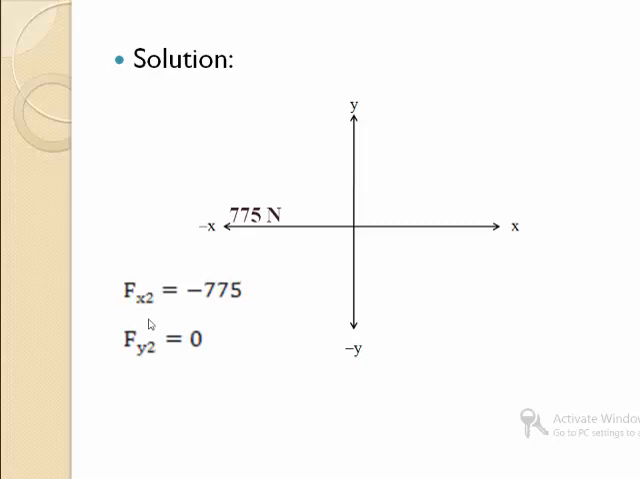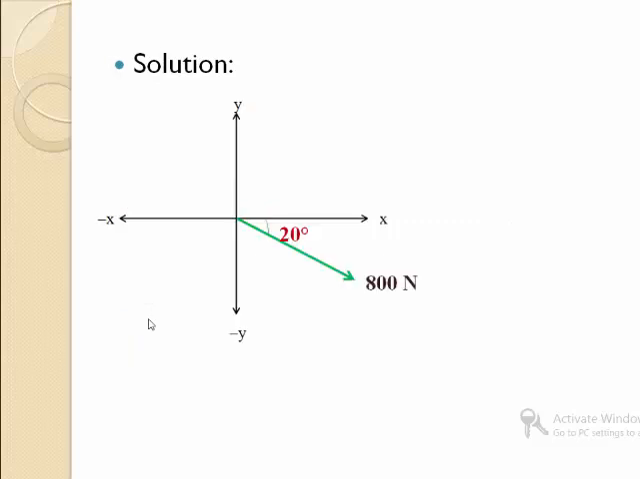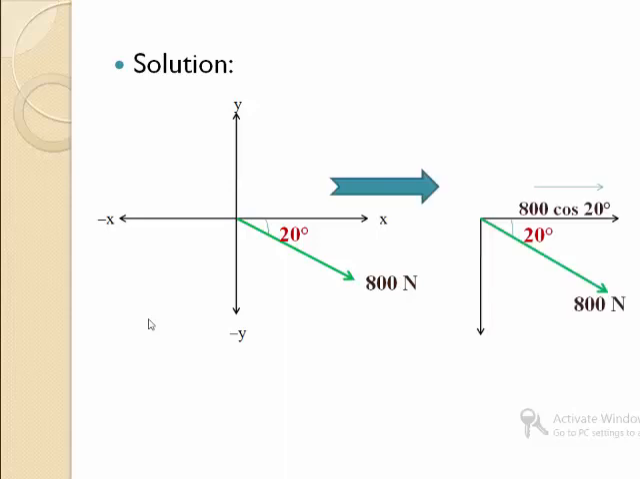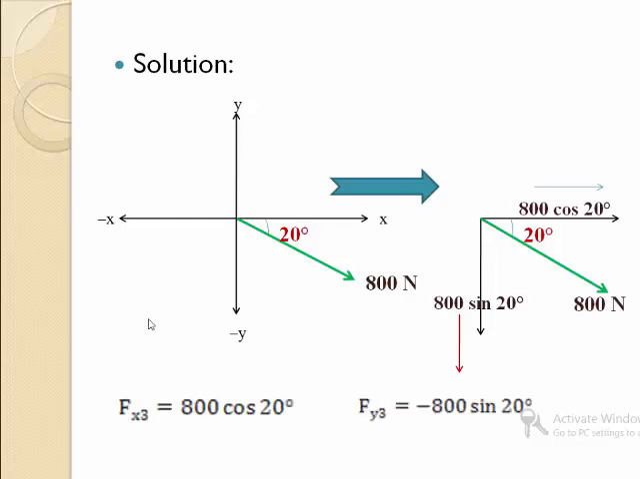So Fy2 is 0. Next, considering the third force acting in the fourth quadrant with the magnitude of 800 Newton and the horizontal inclination 20 degree. So this force can be split into two force components, one along the positive x-axis with the magnitude of 800 cos 20 and the other component along the negative y-axis with the magnitude of 800 sin 20. So Fx3 is plus 800 cos 20 and Fy3 is minus 800 sin 20.